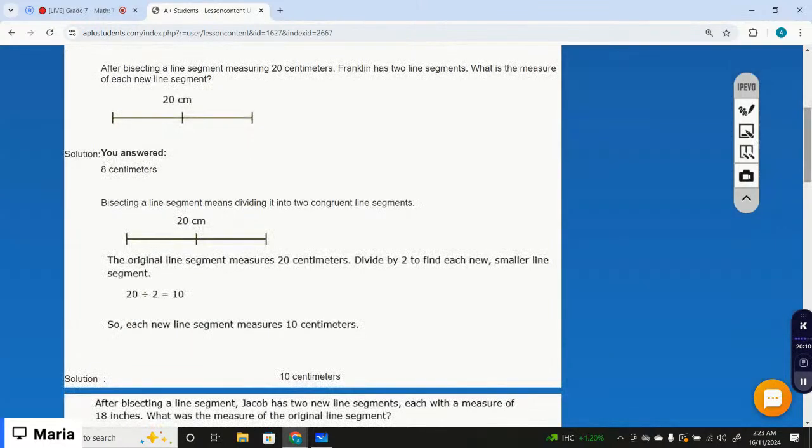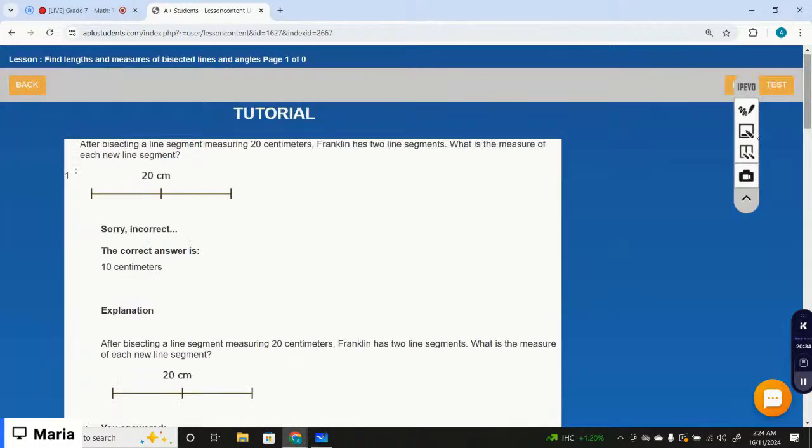Bisecting a line segment means dividing it into two congruent line segments, right? So the original line measures 20 centimeters. You divide it into two parts, divided by 2. So 20 divided by 2 equals 10. So each new line segment measures 10 centimeters. The correct option is 10 centimeters. Got it? Let's just start with the test questions.